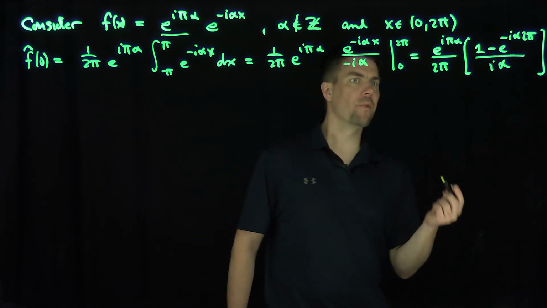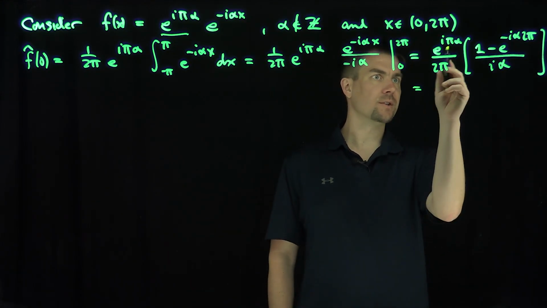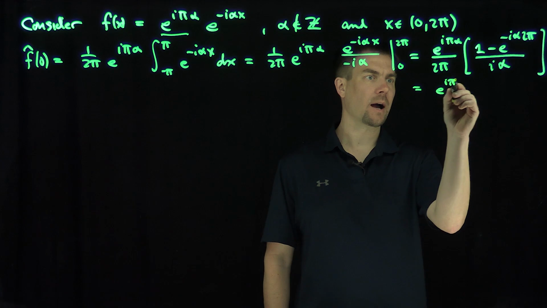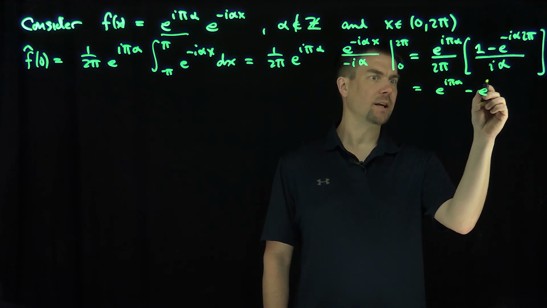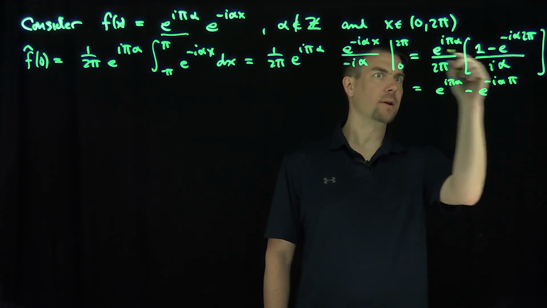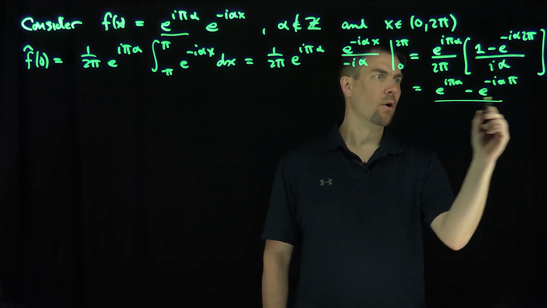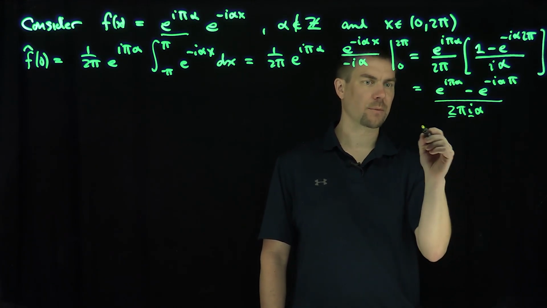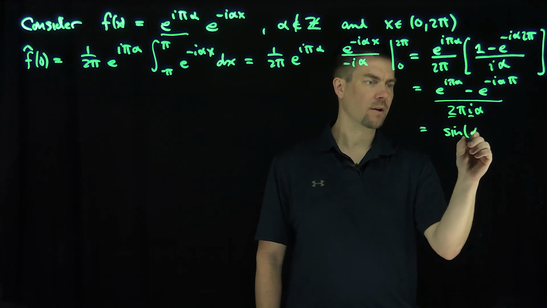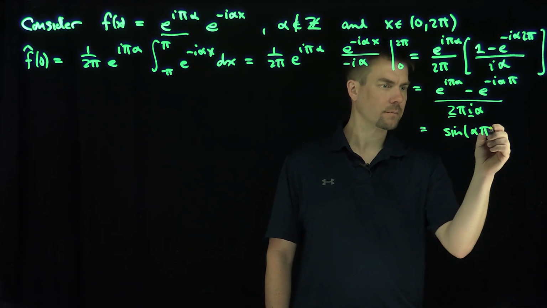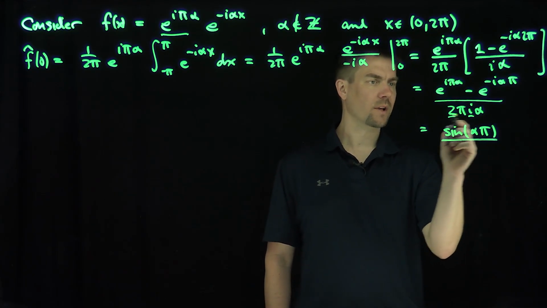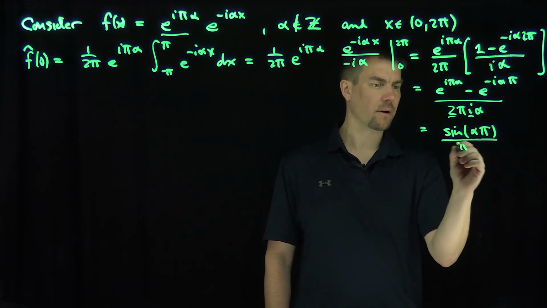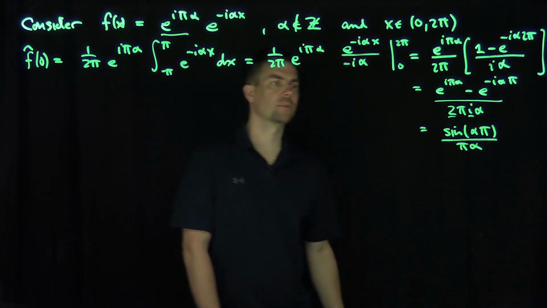Great. And so in general, we're going to see that the general formula is going to be much the same. Now, the one thing I want to notice over here is that this is going to be an e to the i pi alpha minus e to the minus i alpha pi, because I just combined those exponents, over a 2 pi i alpha. The 2i is going to give me just a sine. So this is going to be a sine of alpha pi over, what's left over is just a pi times alpha. Great, okay?